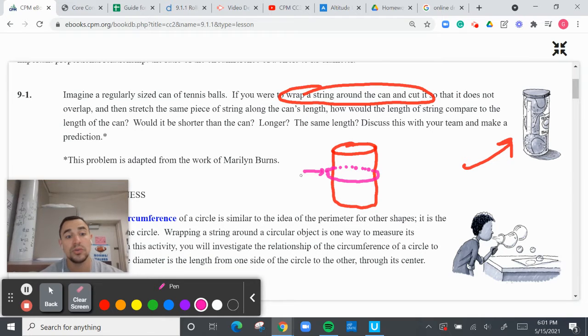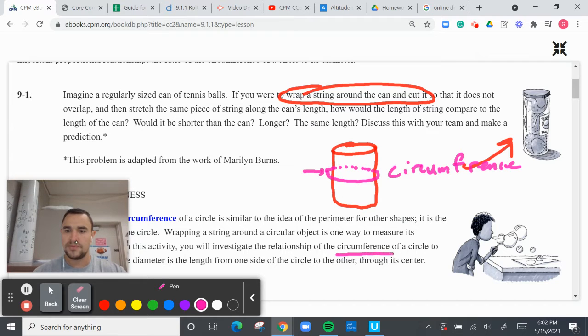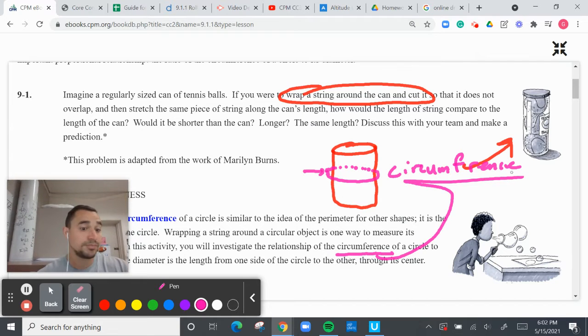Now, when you wrap a string around a cylinder or anything that is round like a circle, that is called the circumference. Circumference is that right there. The circumference of a circle is basically going to be around the circle. That's one thing that you want to know.